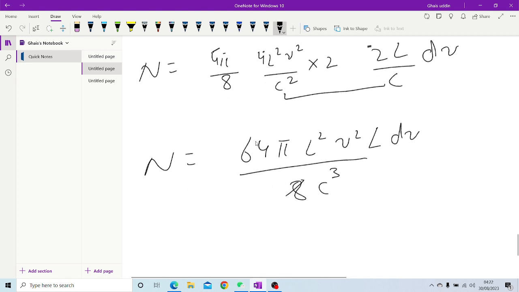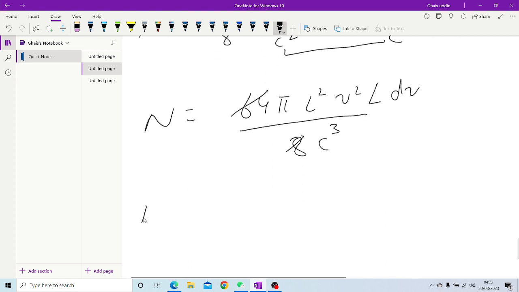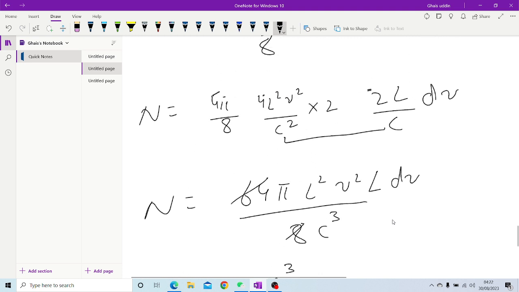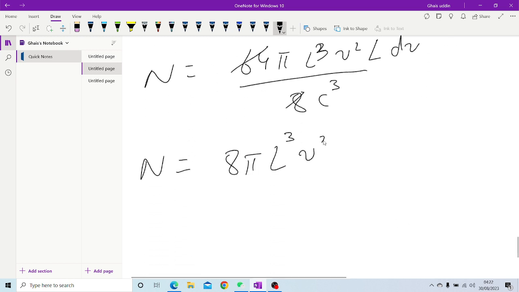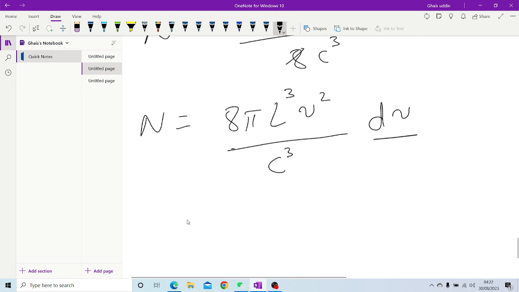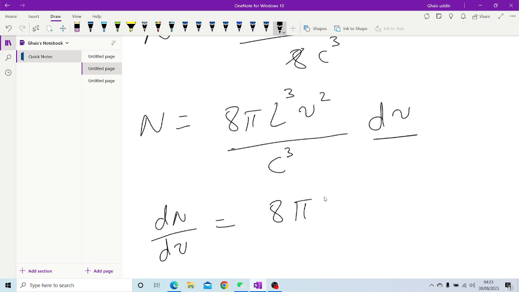So we can cut this, so this becomes n is equal to 8π L³. Sorry, this is L² and this is L, so this becomes L³, and this is ν² divided by c³, and this is dν. I can write this as dn divided by dν, which is equal to 8π L³ ν² divided by c³. This denotes the number of modes increases as the frequency increases.